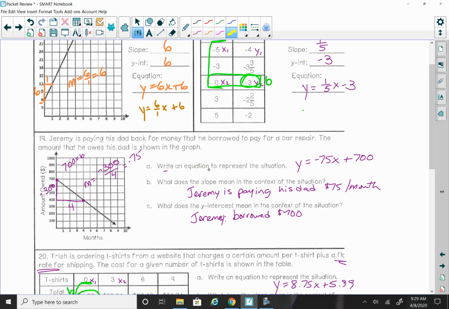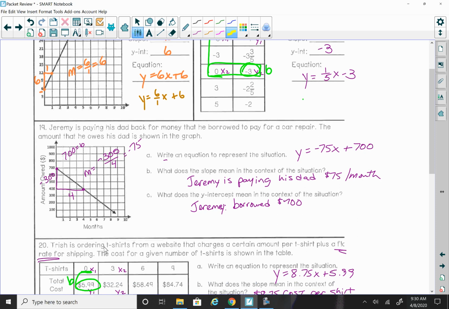What does the slope mean in context of the situation? Remember I said look at the labels on your graph. Remember that it's rise over run. So it's the amount owed per month. So it's how much Jeremy must be paying off his dad, $75 per month, because the amount he owes keeps going down. And then what does the y-intercept mean? He must have started out owing him $700, right? So he must have borrowed or owed him $700.